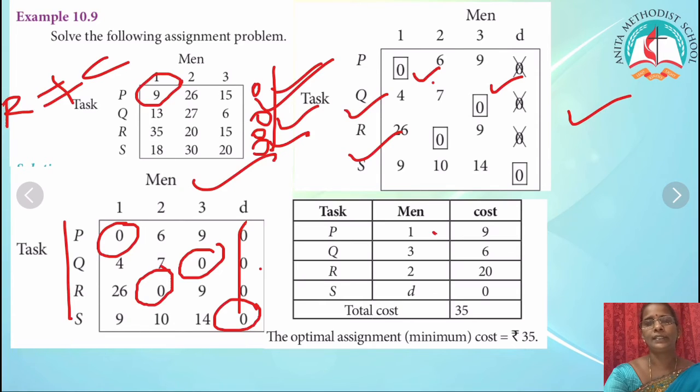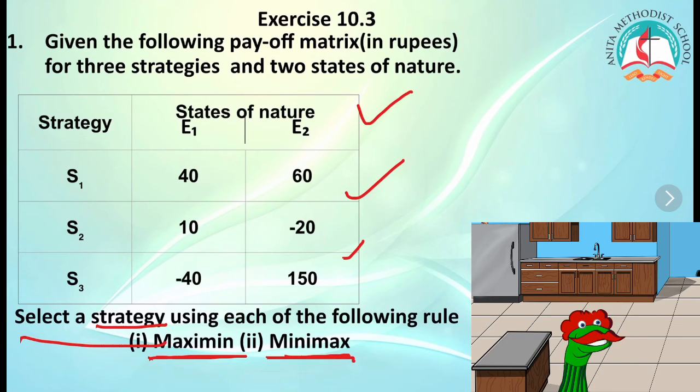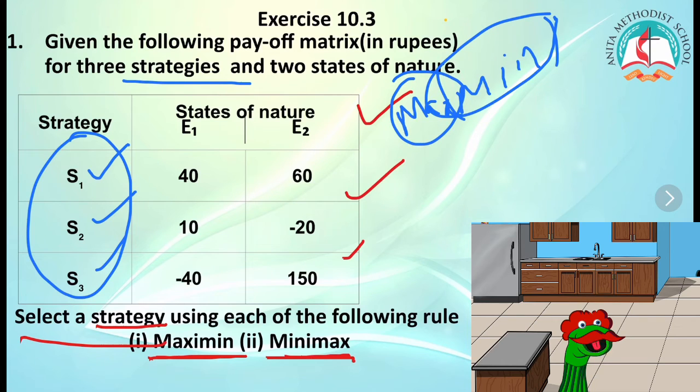Now we move on to exercise 10.3. It is one of the easy concepts. Exercise 10.3, and here we are going to use the principle maximin and minimax, and you have to select a strategy. Okay, and here it's given a set of data, so you have to select a strategy according to maximin and minimax principle. So first you have to find the minimum of the data, then from there you have to compare the maximum. Okay, here the question is about the strategy, so from the strategy find out the minimum. So you have to find the minimum, then you have to compare, and which is the maximum number, that you have to write as the answer.